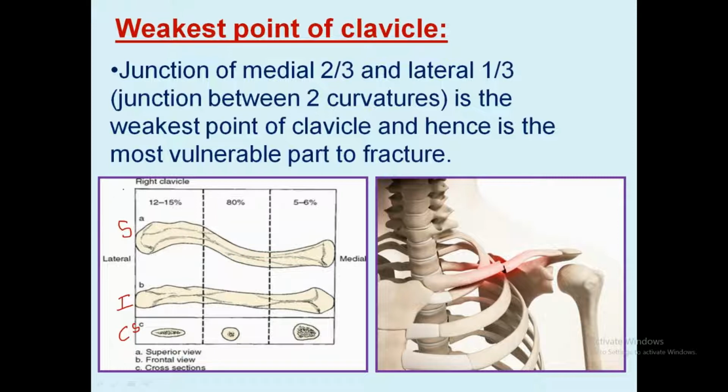In this diagram, this is the right clavicle, and 12 to 15 percent of fractures occur in the lateral one-third. This is the lateral end and this is the medial end. This is the medial two-thirds. So 15 percent of fractures occur in the lateral one-third, 5 percent of fractures may occur in the medial end, and 80 percent of fractures occur in the middle third.